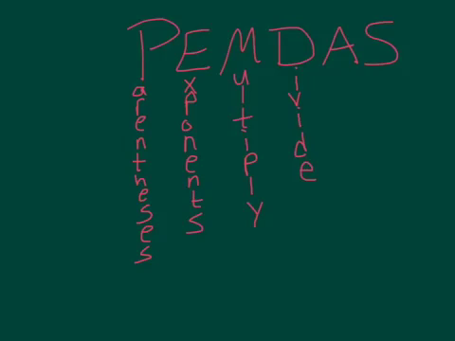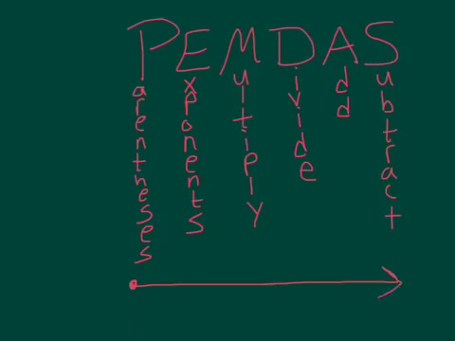A. A is for add. And S, why, yes, of course, S is for subtract. Now that you see it all there in front of you, it's parentheses, exponents, multiply, divide, add, and subtract. And we always start from the left and work our way to the right.